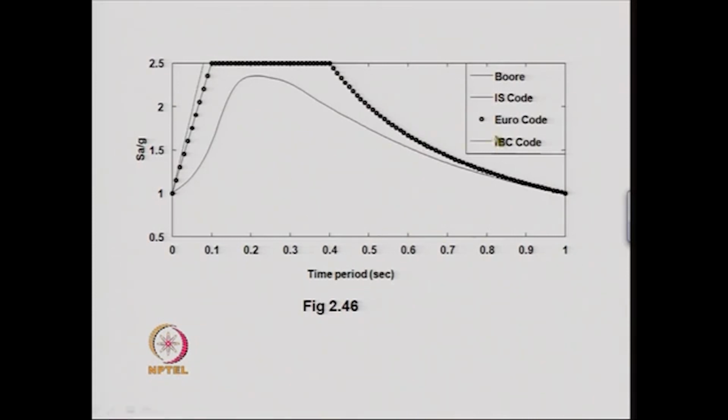We can see that Euro code and IS code are more or less the same. IBC code was this and Boore's response spectrum is this. So, in this region it is fairly matching, and in this following region it is more or less matching, but there is a wide departure here in the beginning of the time period.